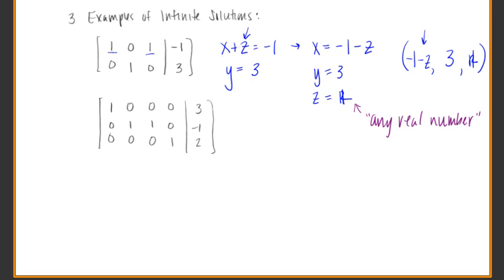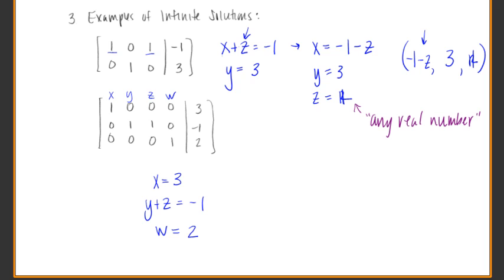Okay, let's go to this second one right here. Go across the first row. These are my x's, y's, z's. Oh, I guess we can make it w for our fourth variable. So this first row, all that's saying with all those zeros in there is just x equals 3. Second row is y plus z is equal to negative 1. And third row says w equals 2.